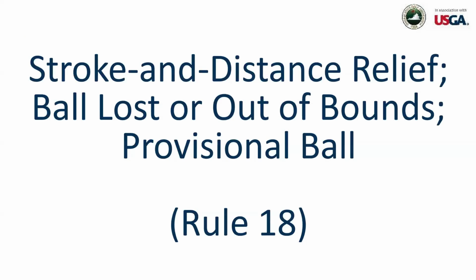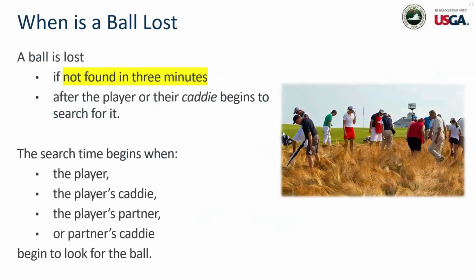We're going to jump back to Rule 18. We have a couple slides in this rule, and then you'll be good to go out on the course. So starting with a ball that is lost. A lost ball is not found within 3 minutes, and that time for 3 minutes starts when either the player or their caddy starts looking for it. The rest of this kind of calls out if it is a partner format, the player's partner or the partner's caddy would also start that clock if they were to be looking for that ball. So just know that we have 3 minutes to search for our ball now.